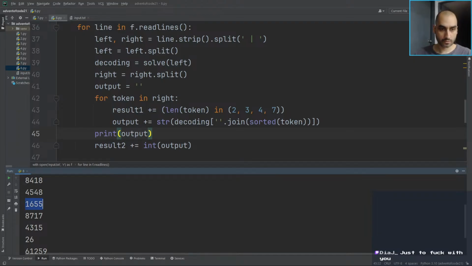16, uh-oh. So we should have 1625. We got 1655. But the other two, 8717, correct. 4315, correct. So we got 1655. Should have been 1625. How did I distinguish between 2 and 5? I said that.